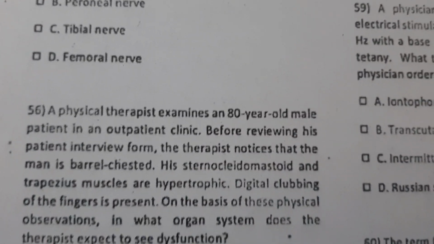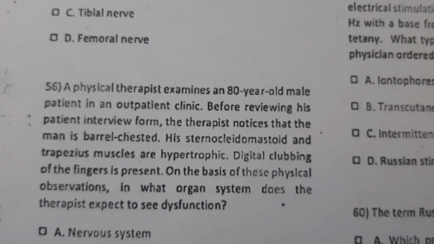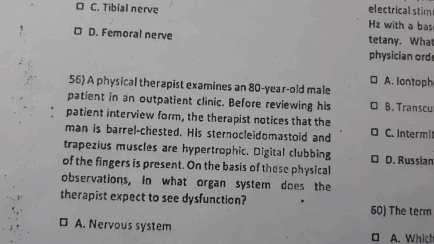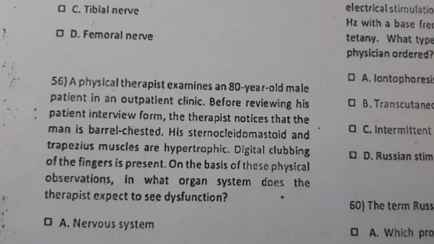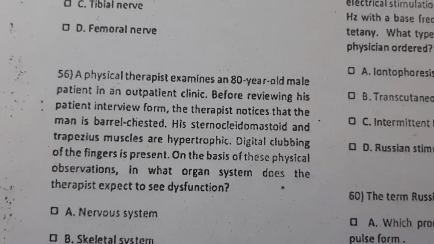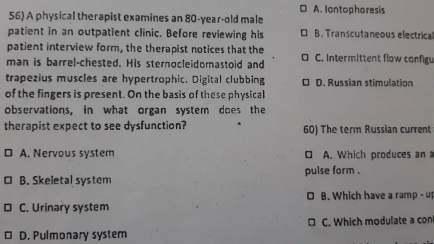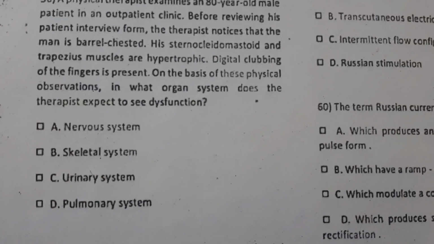A physical therapist examines an 80-year-old male patient in an outpatient clinic. Before doing his patient interview form, the therapist noticed that the man is barrel-chested. On the basis of these physical observations, in what organ system does the therapist expect to see dysfunction? Of course, barrel-shaped chest, sternocleidomastoid muscle is involved, so option D would be the right answer, pulmonary system.